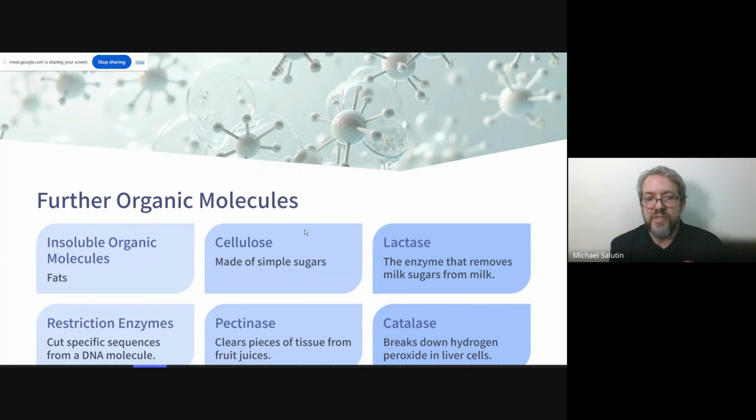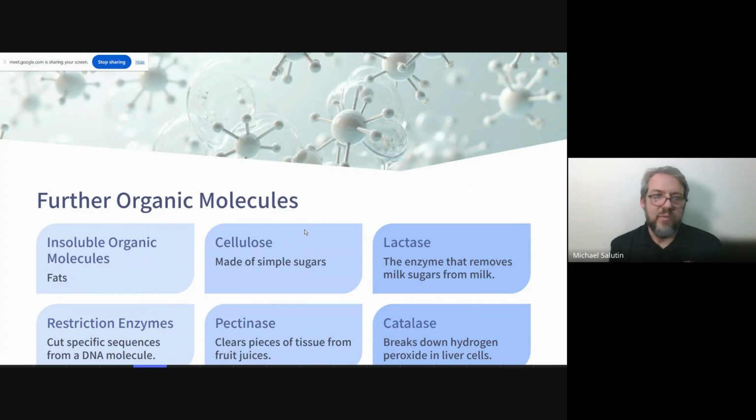Okay, next one are the restriction enzymes, and these cut specific sequences from a DNA molecule. That's their only function. Their reaction is to cut over and over again at very specific sequences. Then we have pectinase. Pectinase clears pieces of tissue from fruit juices. It clears the difficult hard tissues called pectin. So pectinase, another enzyme.